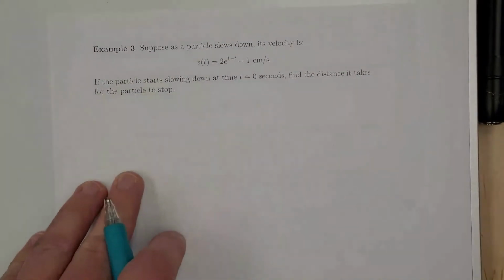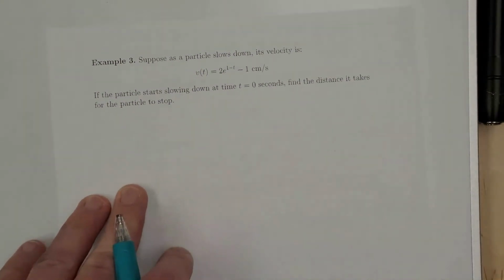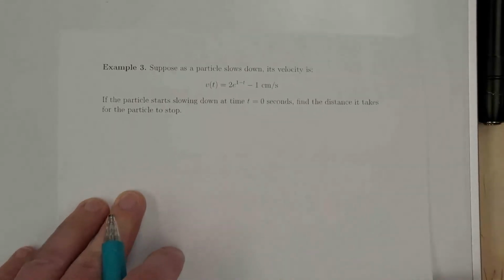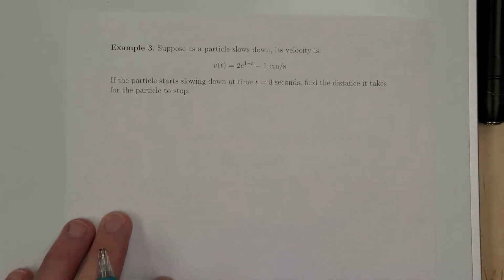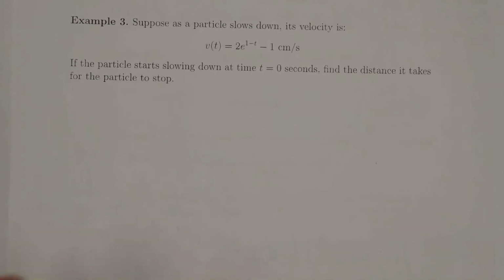So, example 3 now. Suppose as a particle slows down, its velocity is given by v of t equals 2 times e to the 1 minus t minus 1 centimeters per second. If the particle starts slowing down at time t equals 0 seconds, find the distance it takes for the particle to stop.